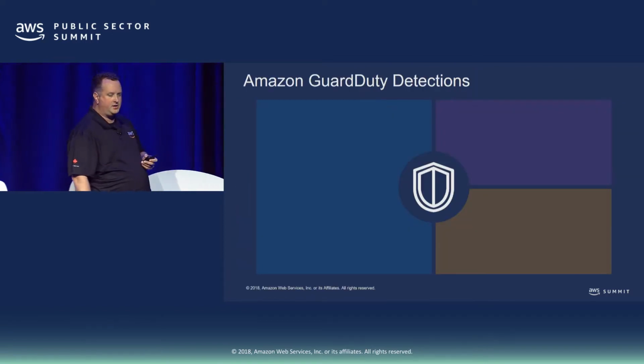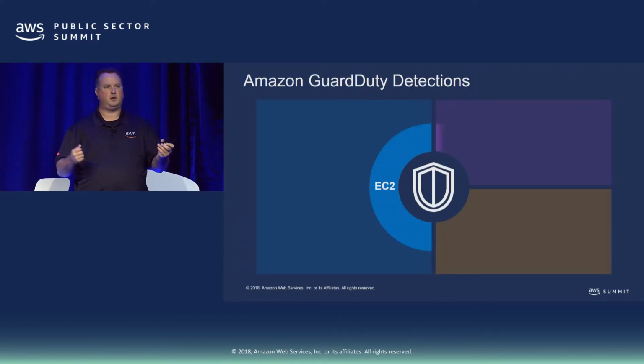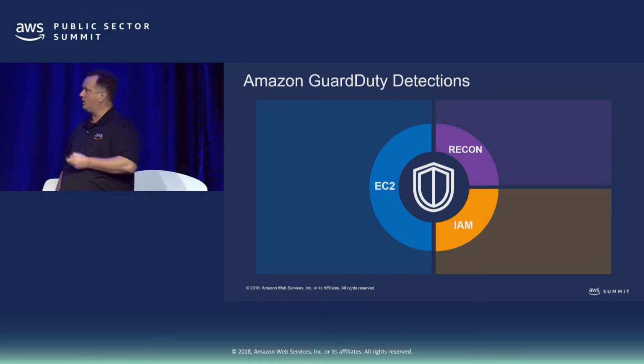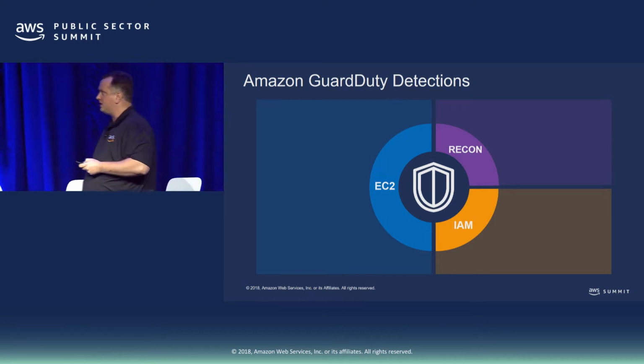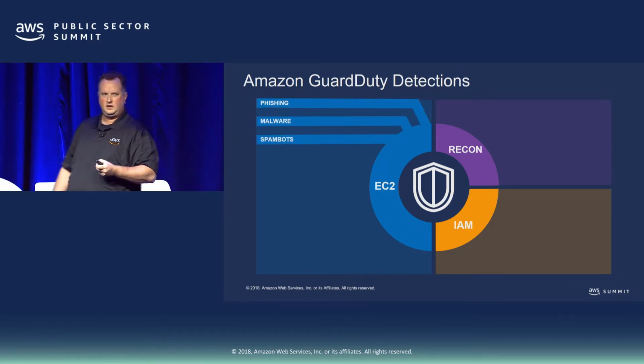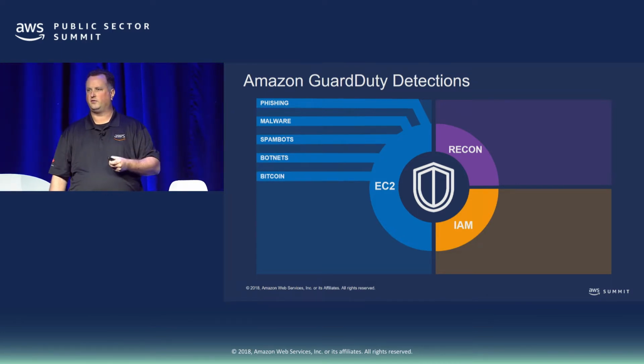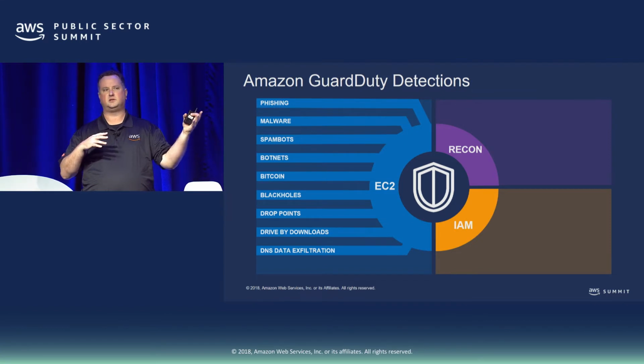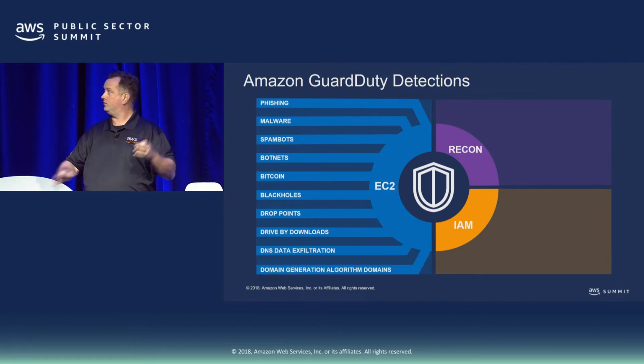Now, let's break some of the GuardDuty detections up into three categories to give you a bit of a view in terms of what GuardDuty is tracking. First of all, on the EC2 side, because we have the DNS logs, and we also have the threat intel feed from CrowdStrike and Proofpoint, we can see who your EC2 instances are talking to, and when they're talking to something evil, like things on that list there.